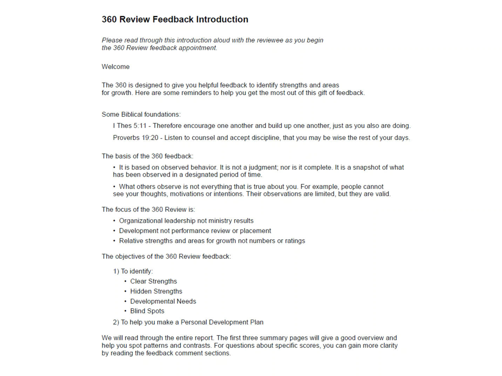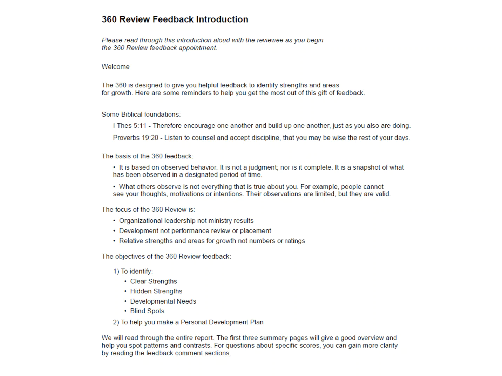The basis of the 360 feedback. It's based on observed behavior. It's not a judgment, nor is it complete. It's a snapshot of what has been observed in a designated period of time. What others observe is not everything that's true about you. For example, people cannot see your thoughts, motivations, or intentions. Their observations are limited, but they are valid.